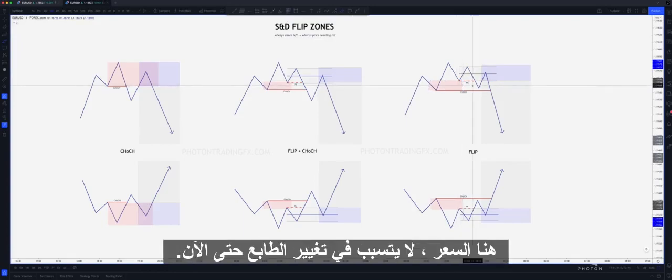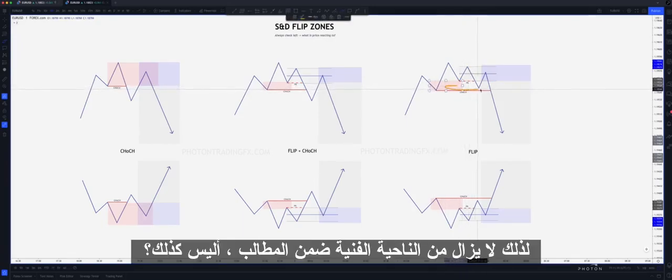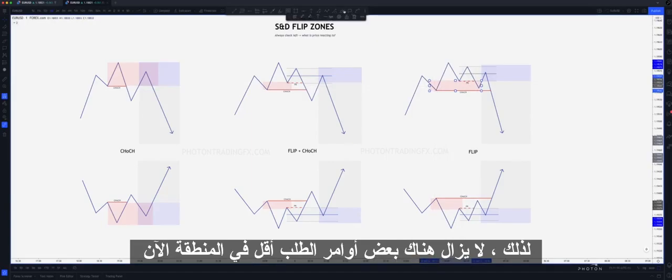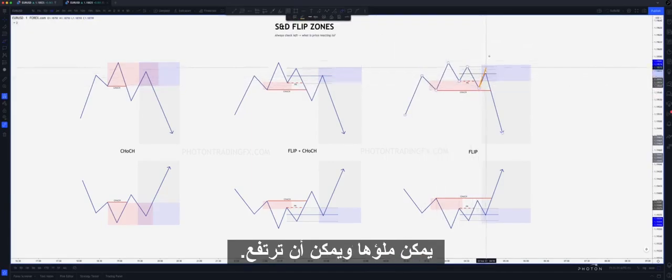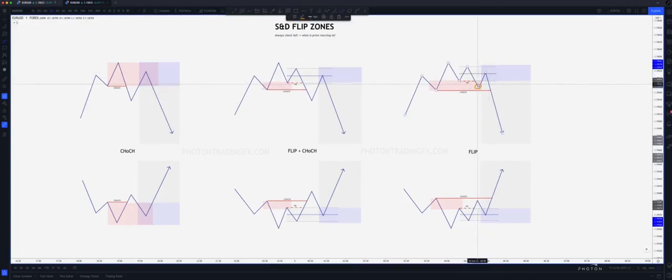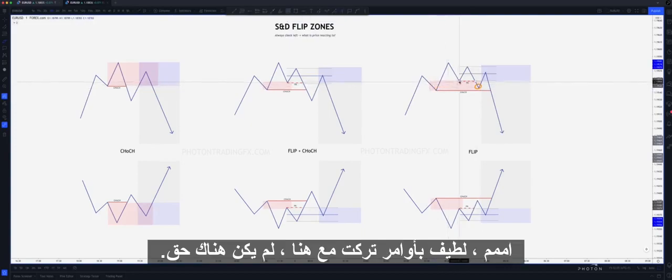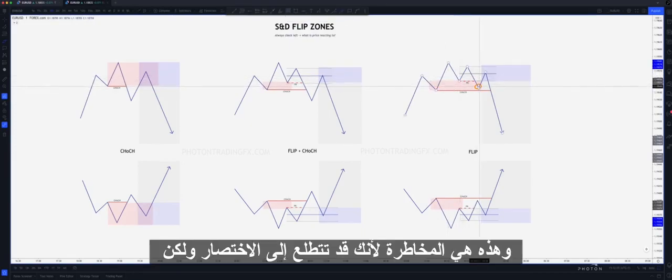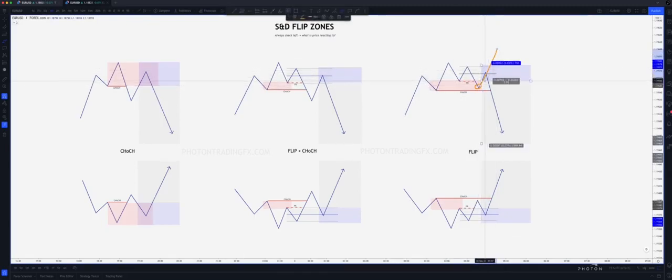What you can see in the difference here is price doesn't cause a change of character yet, so it's still technically within the demand zone. If I draw the zone across, it's still within here. So there could still be some demand orders lower in the zone that could now be filled, and price could go up. This is the risk of this setup: there could be some nice buy orders left within here that weren't initially tapped into from that first reaction, and you could be looking to get short, but price could go up high from here.